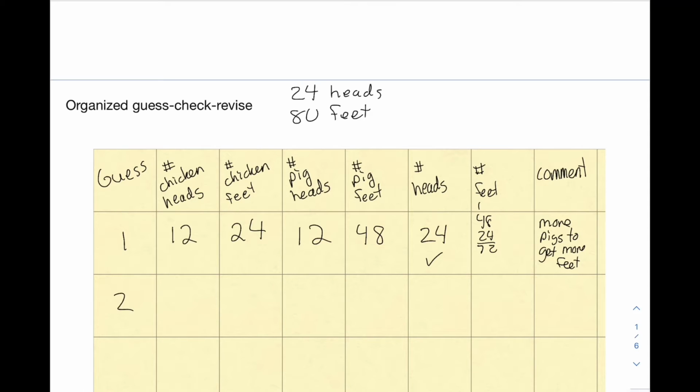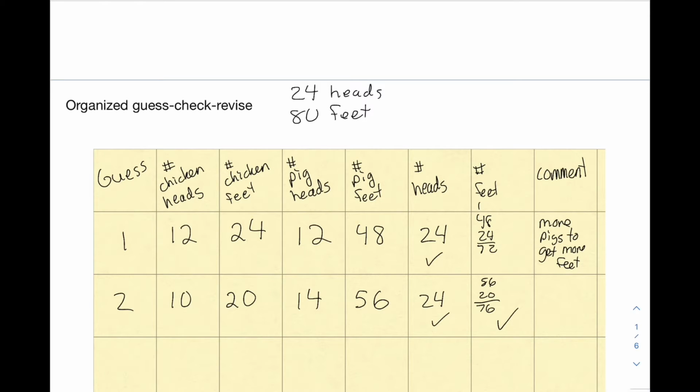So I'm going to reduce the number of chickens to like 10, and I'm going to increase the number of pigs to 14. I still always have to have a total of 24, but now I'm going to revise here. So every chicken has 2 feet, and every pig has 4 feet. So again, I'll add these up. I'm getting closer, but I'm not quite there.